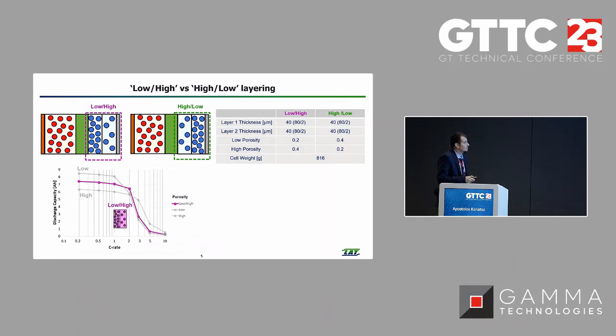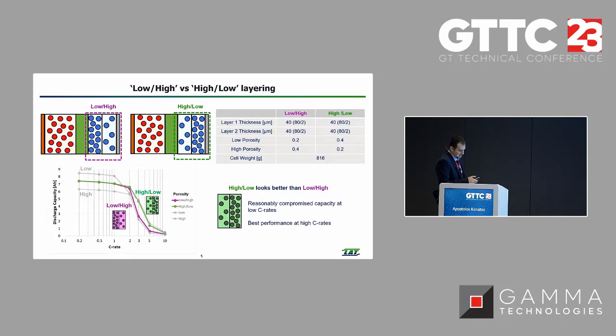So if we see now the first case with a low-high design, we can clearly see that for low C rates, it performs somewhere between the low and high porosity electrodes. But the bad news is that for high C rates, it displays the bad performance of the low porosity electrode. But if we look now at the high-low design, we would see that as regards the low C rates, it displays the same performance as with a low-high design. But the good news here is that for high C rates, it preserves the good performance of the high porosity electrode.